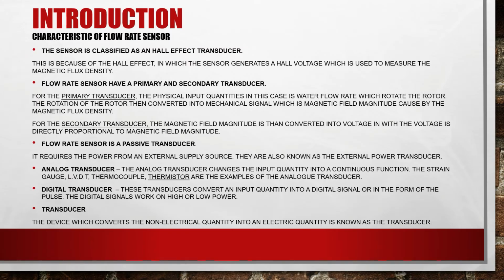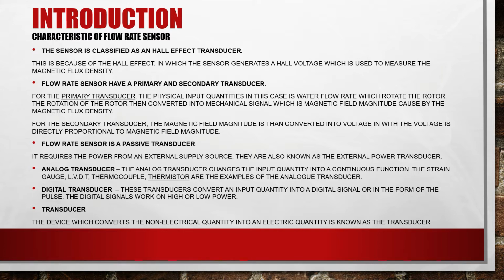Okay, now we will proceed with the characteristics of the flow rate sensor. At the first point, the flow rate sensor is considered a Hall effect transducer. Actually, there are many types of transducers in the industry nowadays, and the Hall effect transducer is just one of them. And what is a Hall effect? It will be explained later in this video, so stay tuned. For the second point, the flow rate sensor is both a primary and secondary transducer.